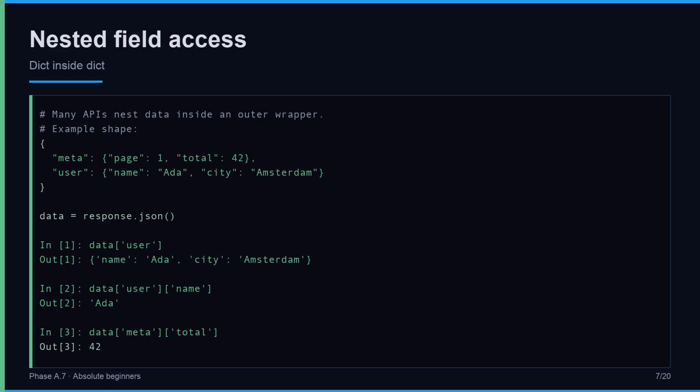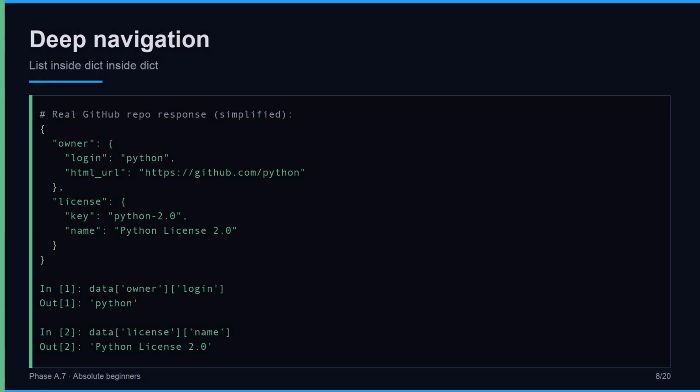The same pattern reaches meta total. data["meta"]["total"] gives 42. Each pair of brackets peels one layer. Chain as many as you need. Chain the brackets. Here is a real example from the GitHub API.